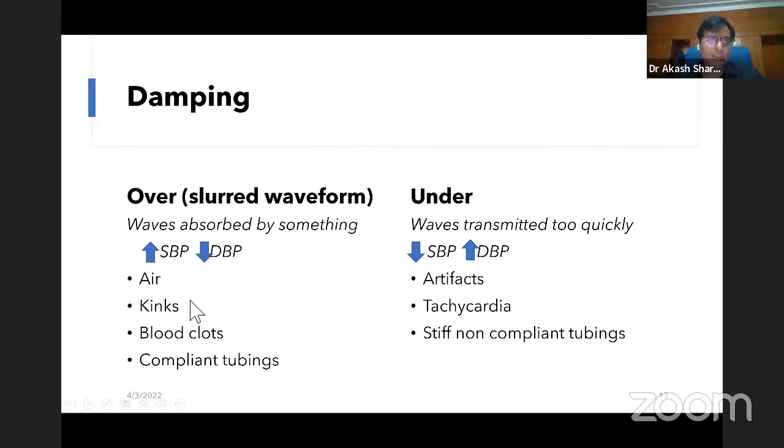Kinks: sometimes, if you use a 26 gauge cannula, there are kinks in the catheter, or there are microthrombi. If there are too many kinks and the waveform is not coming properly, then you may need to change the catheter as well. The usual damping is overdamping in neonates, and underdamping is not too common in neonatology.